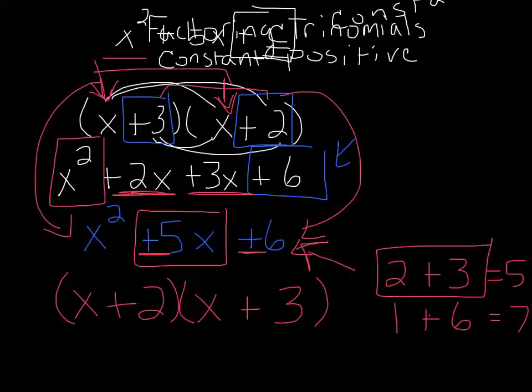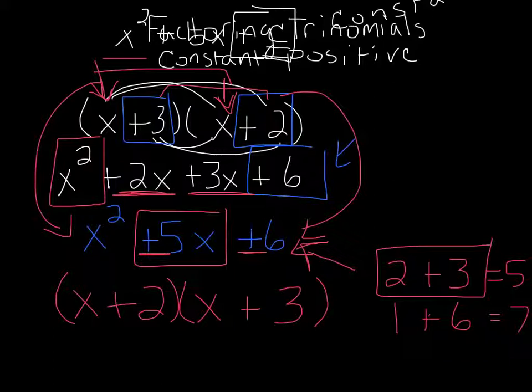Okay, so that's the trick to it. You want to look at what's going to multiply to be the last term and then add up to be the middle term whenever you have the last term positive. Okay, so let's flip over to page 9 in our notes.